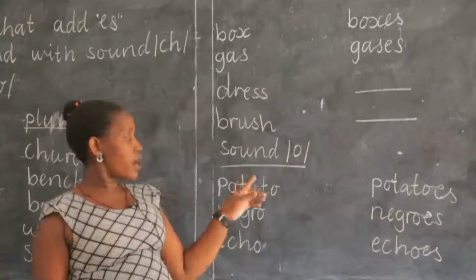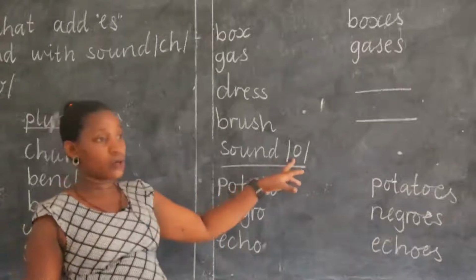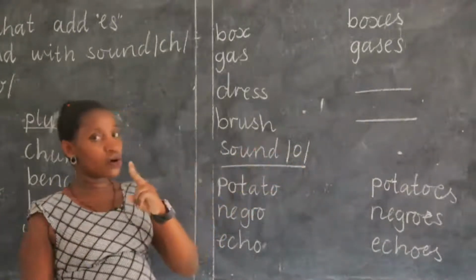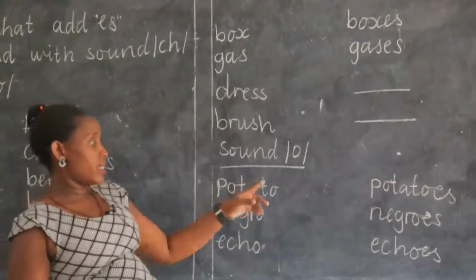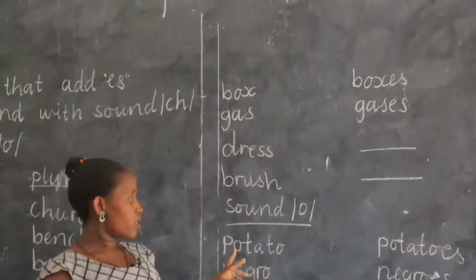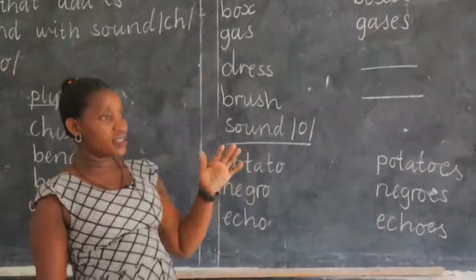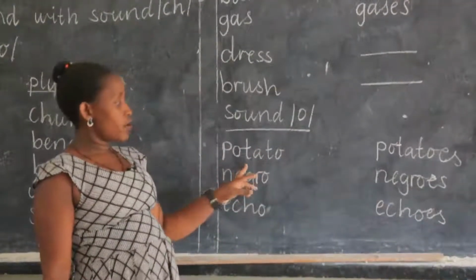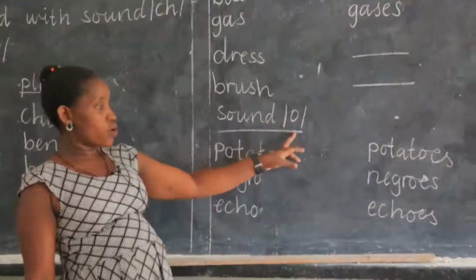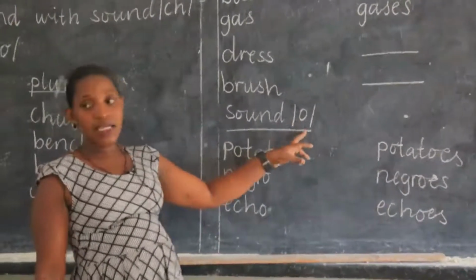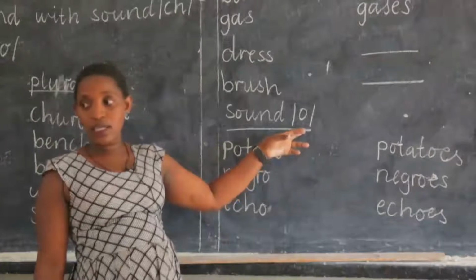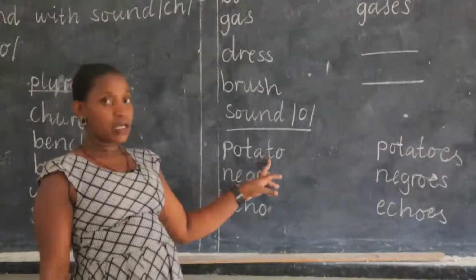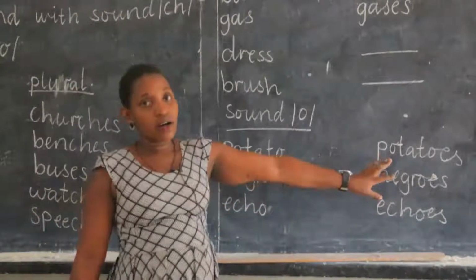And now when you come to this category of sound o, it has two of them. It has where we add es. So we have very many. I just list a few for you to complete. So here we are saying sound o. Now these ones where we add es, they end with sound o. So we have potato, which will go for potatoes.